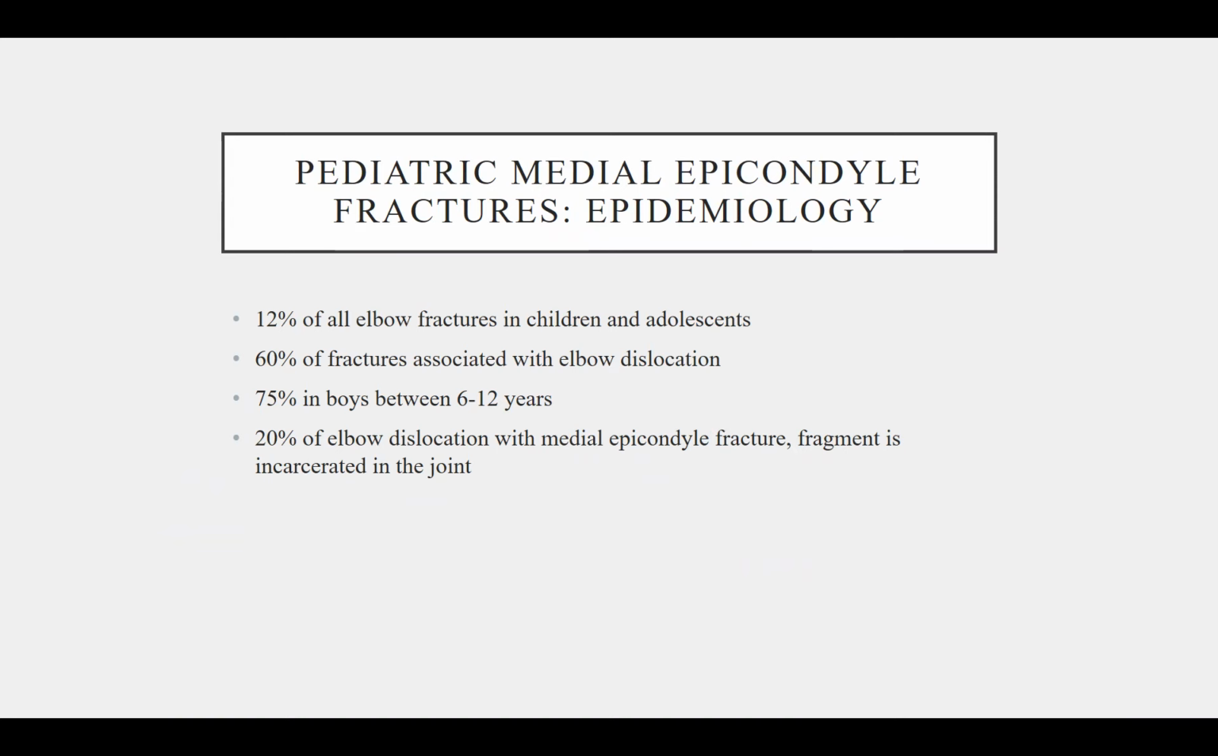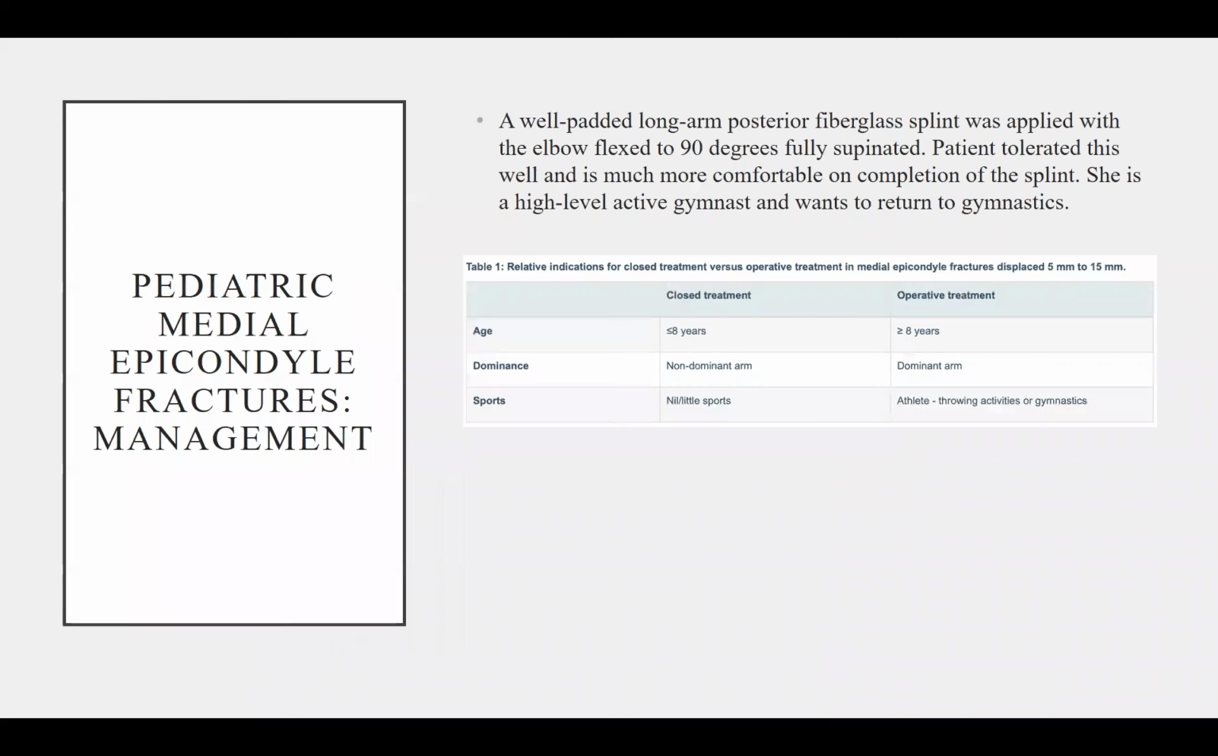60% of fractures are associated with elbow dislocation. 75% are in boys between the ages of 6 and 12 years old. In 20% of elbow dislocations, the fragment is incarcerated within the joint. And medial epicondyle fractures comprise 12% of all elbow fractures in children and adolescents.